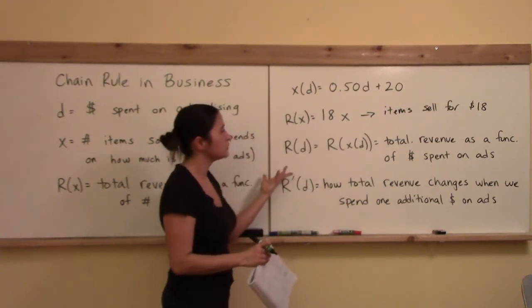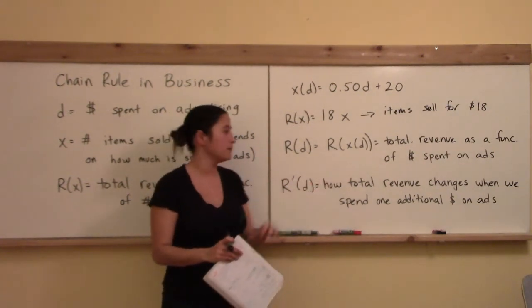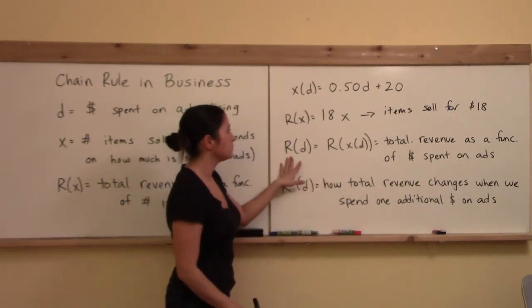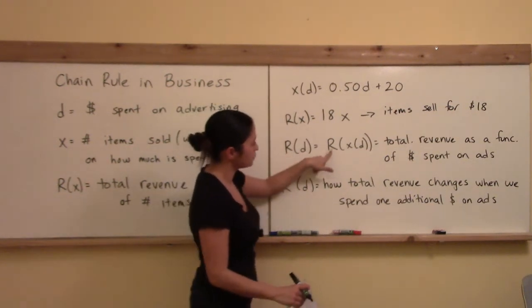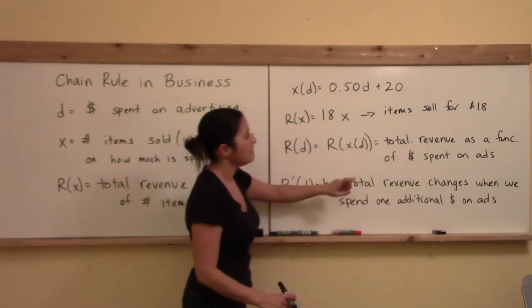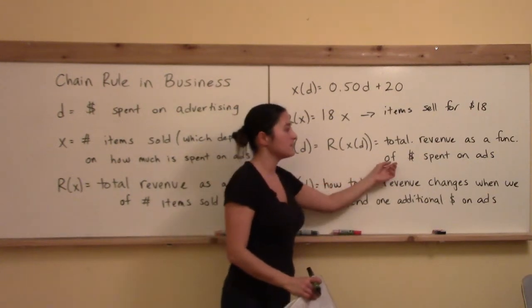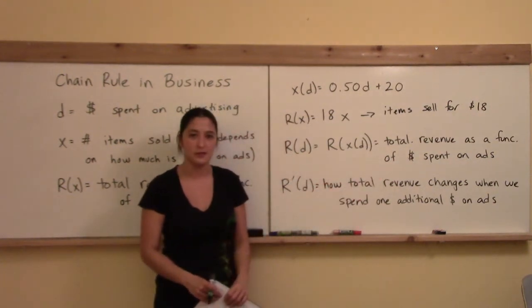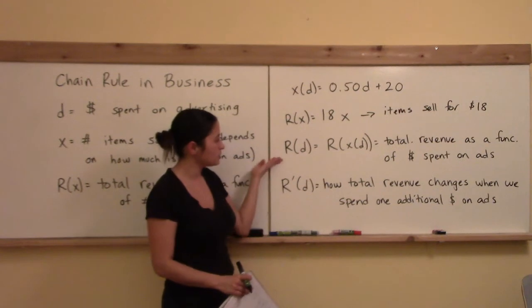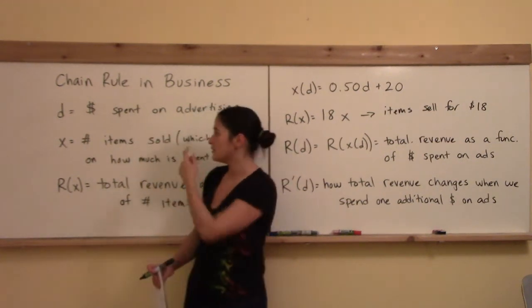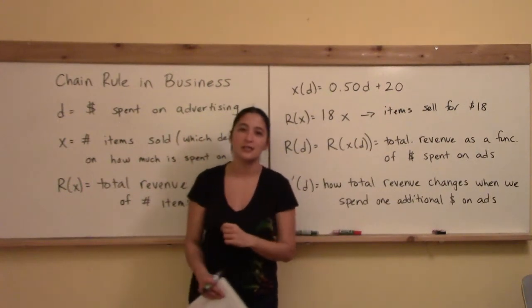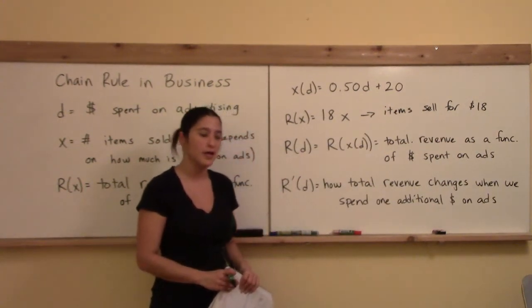So let's compose these two things and see what we get the output. So if we compose R of X with X of D, we get R of D, which is really R of X of D, and that's the total revenue as a function of the amount of money that we spend on ads. Okay, so that's just our revenue function, now seen not only dependent on our number of items sold, but actually dependent on how much we spend on ads.